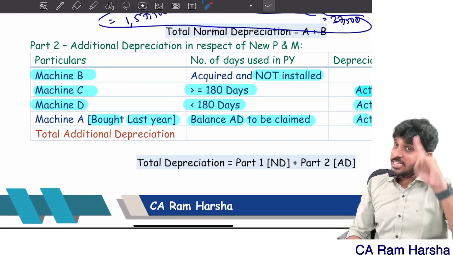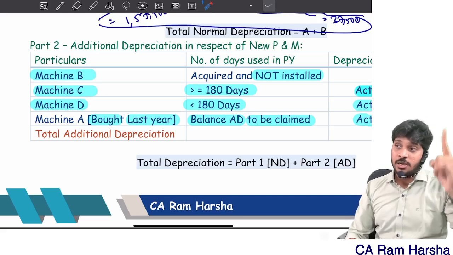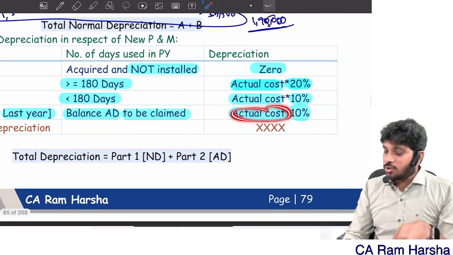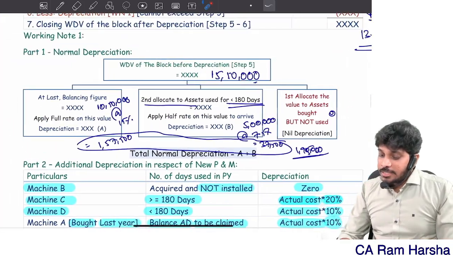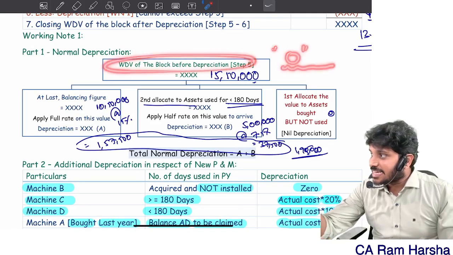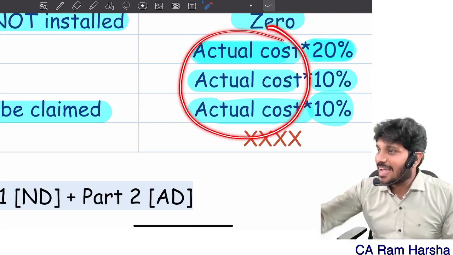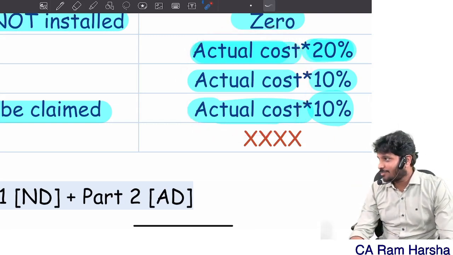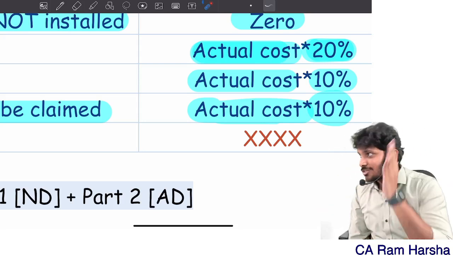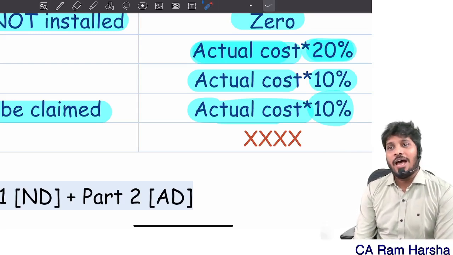Last year, is there any asset purchased? Yes, it is there. Was it used for less than 180 days? Yes. Then obviously last year they would have claimed 10, so balance 10 can be claimed: actual cost into 10. Now remember, suppose here WDV became 0 or negative, that doesn't matter. Are you getting the point? Additional depreciation is always based on actual cost.